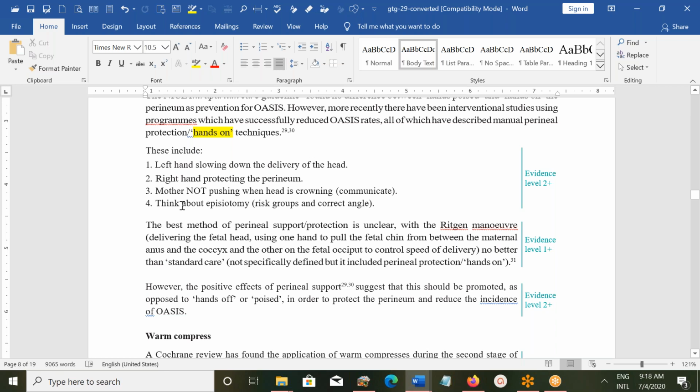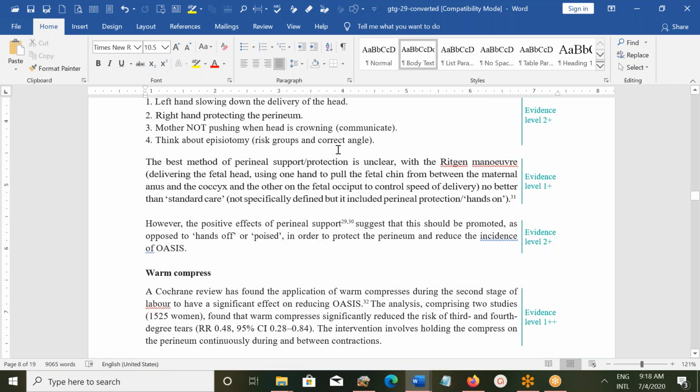Then you have to think about episiotomy if there is a high risk of tear, and you should remember the correct angle. Okay? So the best method of supporting the perineum is unclear. The problem in this area is that we don't know much about it. Then there is the resistance maneuver, which means delivering the fetal head using one hand to pull the fetal chin forward between the maternal anus and the coccyx, and the other hand on the fetal occiput to control the speed of delivery.